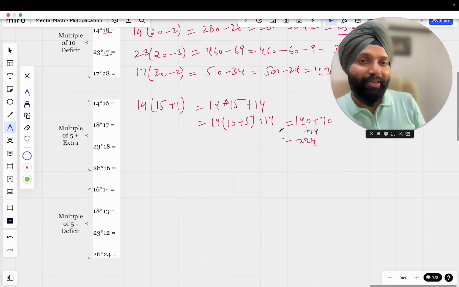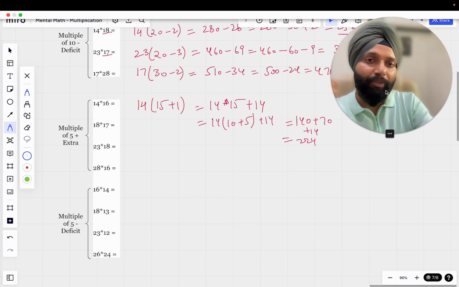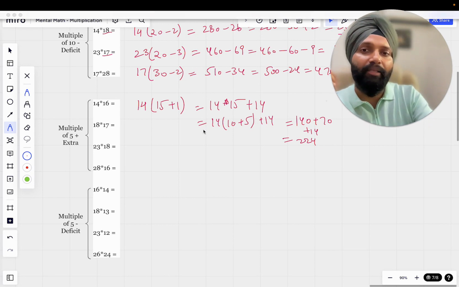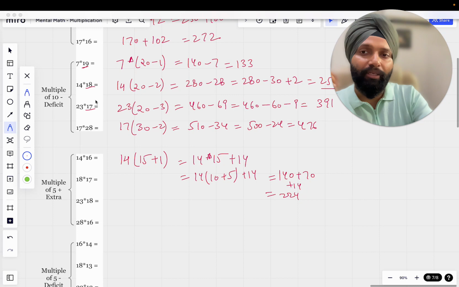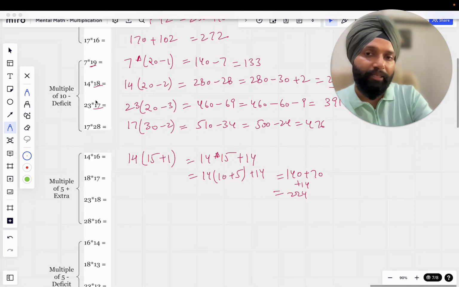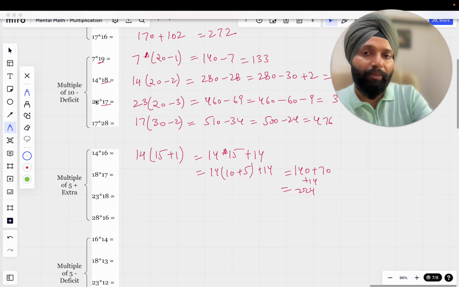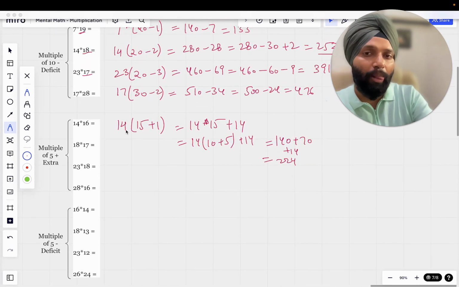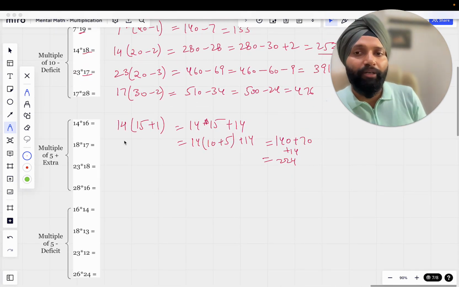Now this may look complex when I'm doing it, a lot of steps, but once you become used to it, then it's not going to be as complex. And of course, you can do it the way we just did it, in terms of multiples of 10 plus extra, or multiples of 10 minus deficit. You can always do it that way, but this is another way. If some numbers you can do more comfortably this way, you can also do it this way.